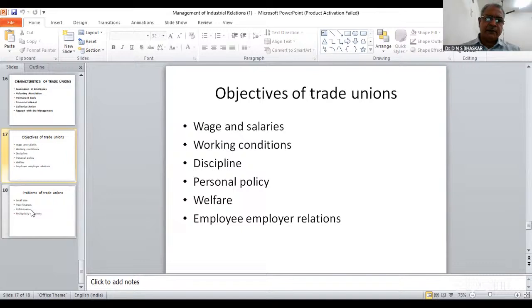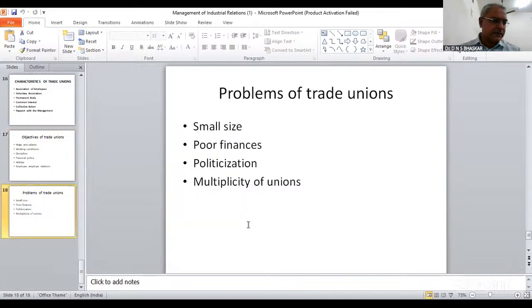And then coming to the last aspect in this unit, that is problems of the trade union. What are the various problems of the trade union? Even though trade unions are very strong now, they have a lot of problems. They are very small in size when compared to the gigantic nature of organizations. Employers have a powerful environment, whereas trade unions do not have that much power.